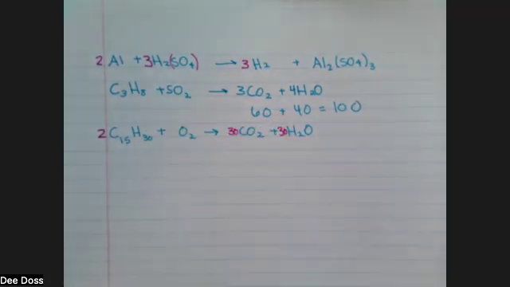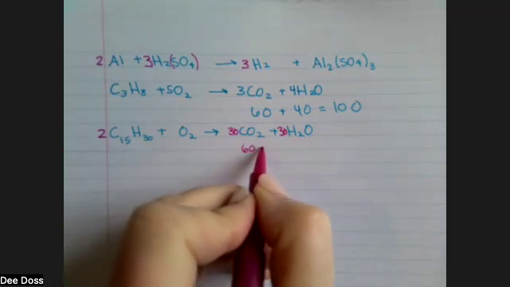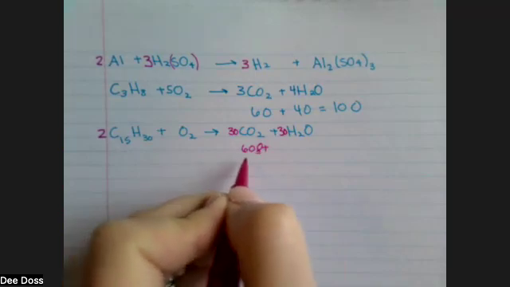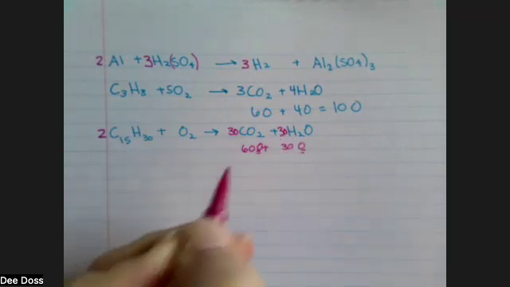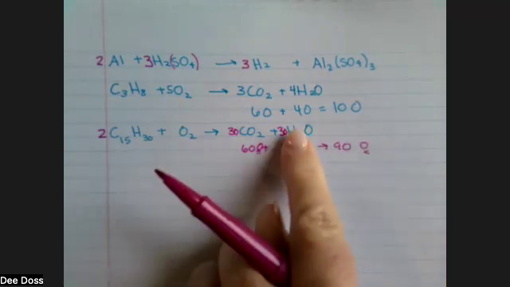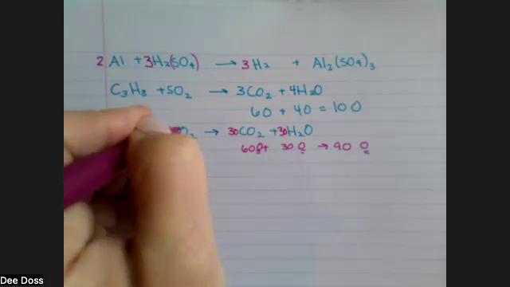Now, I'm going to look at my carbons here. I have 60 carbons here. I'm sorry, oxygens here. Maybe I'll mark that so I know it's an oxygen. And then I have 30 oxygens here. So that gives me a total of 90 oxygens on this side. I have two over here, so 45 goes here.